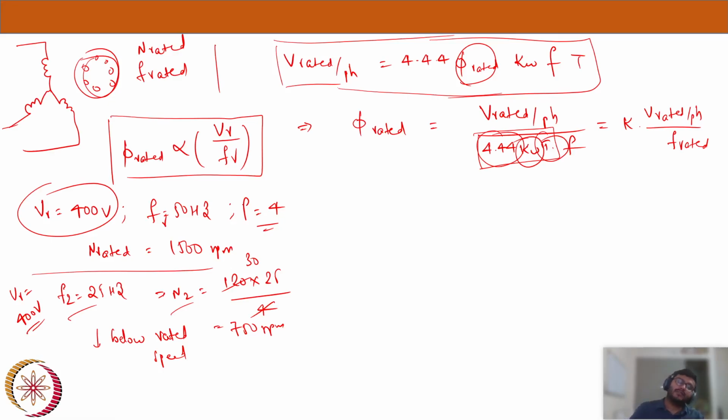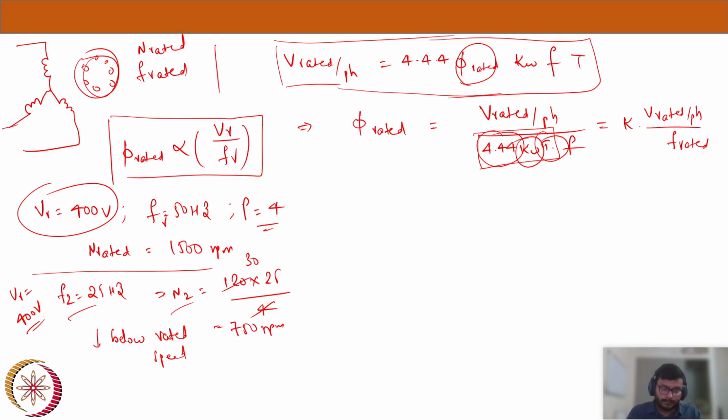Can I just keep on reducing the frequency to achieve different speeds? Is there something wrong with this method, or is there something we are missing? Everything seems fine. I am getting a variable speed, variable frequency. I'm getting speed control. What is wrong with this method?